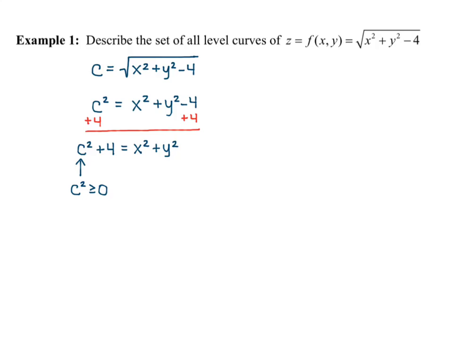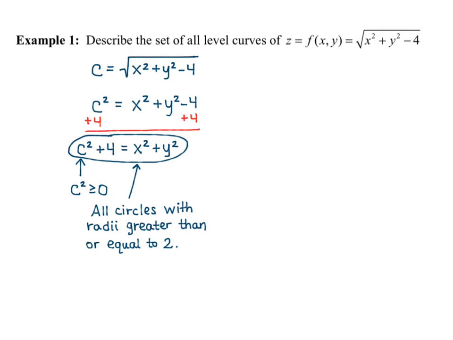Now, what we know about squaring a number is that it's always greater than or equal to 0. So that tells us that we have circles, because of the x squared plus y squared equals a constant, and those circles always have a radius of 2 or larger. So this is all circles with radii greater than or equal to 2, because I'm adding a positive thing to the 4 in order to make the radius larger.